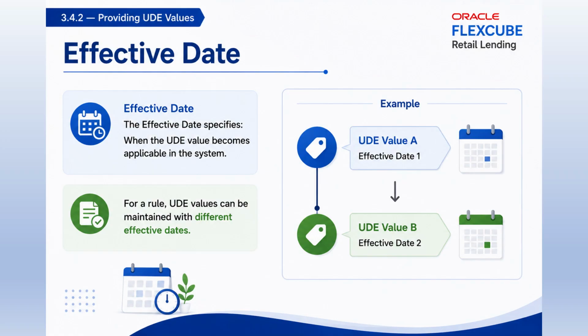Effective date. The effective date determines when a particular UDE value becomes applicable. Different values can be maintained for different effective dates. For example, one UDE value can be effective from an earlier date, and another value can become effective from a later date. This allows the system to maintain values that change over time.